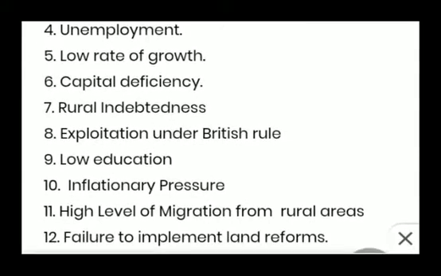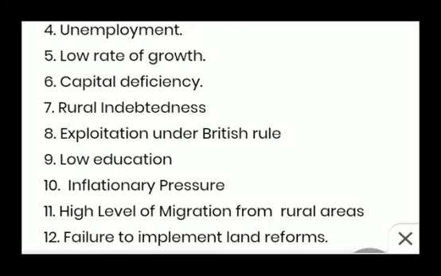Capital deficiency. India being a poor country where resources are deficient, we cannot take up production activities on a large scale. We cannot go for expansion and development of agriculture, industries, and creation of services in the service sector due to lack of capital needed for investment.